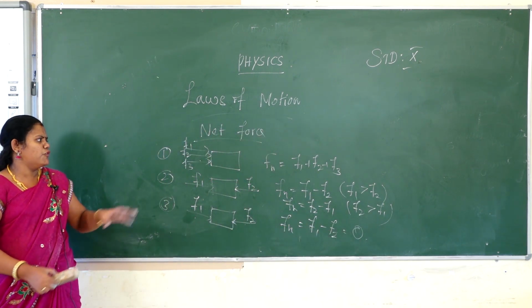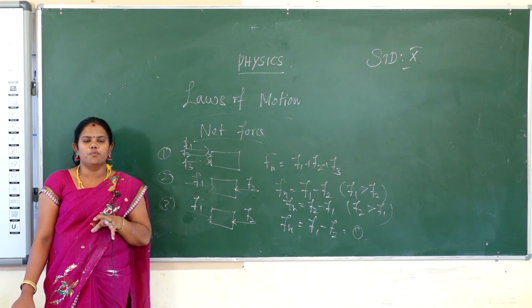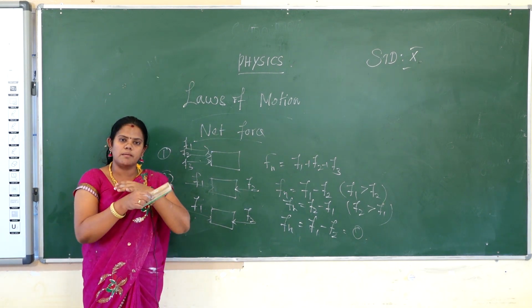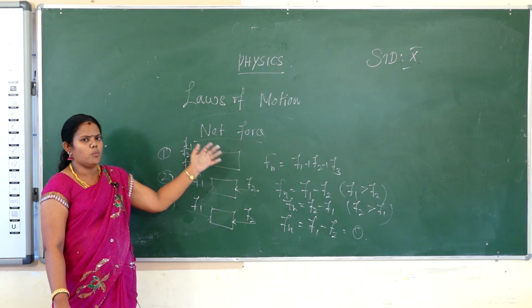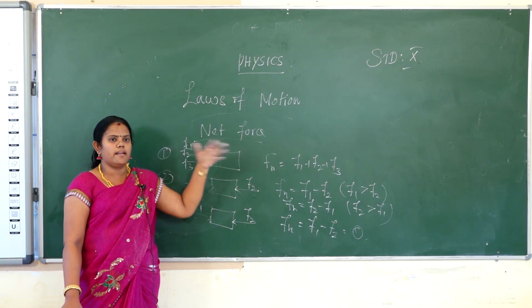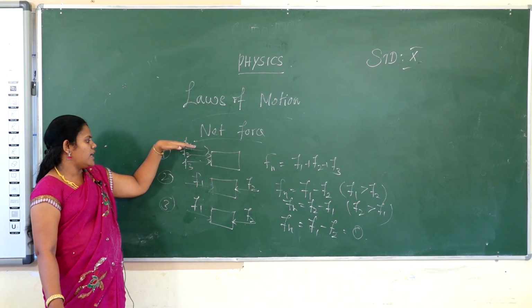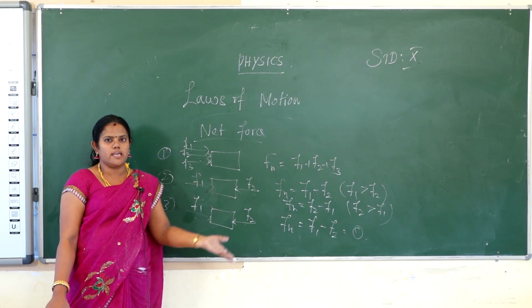So net force is nothing but the total of the forces. When more forces are applied to an object, you have to calculate the net force by summing up all the forces. Forces on one side are added up, and forces on the other side are subtracted. So I discussed the 3 cases. You have to implement the other cases.